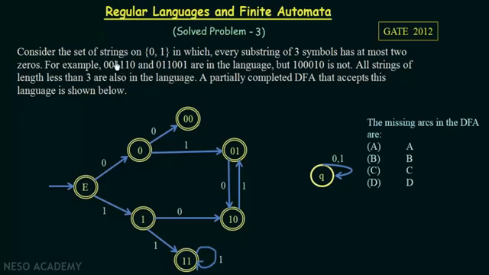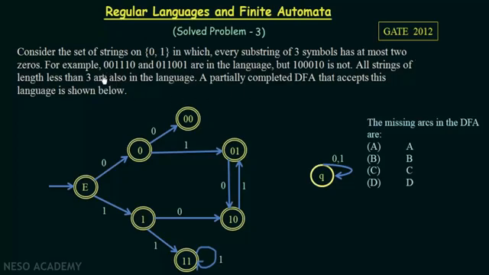It says the set of strings are from zeros and ones, and in this language every substring of 3 symbols has at most 2 zeros. That means if you take any string in this language and take a substring of any 3 symbols, those 3 symbols should have at most 2 zeros, not more than 2. If it has more than 2 zeros, then that string will not be in the language.